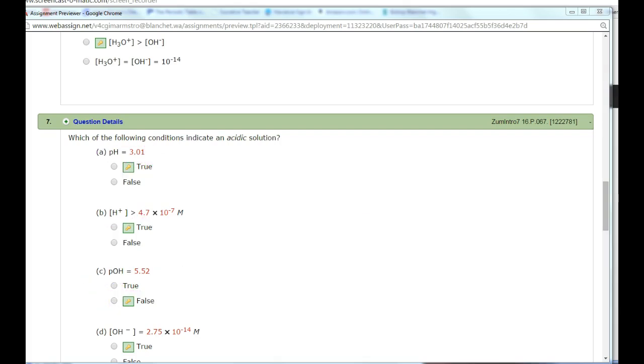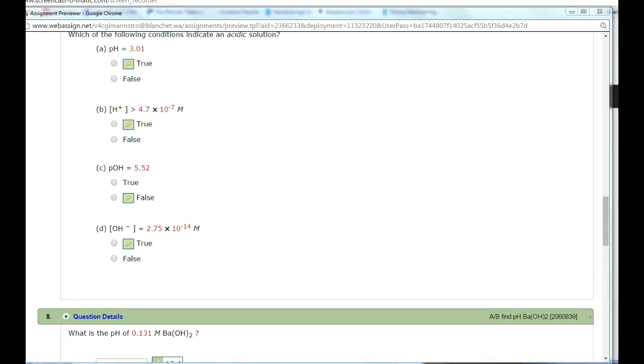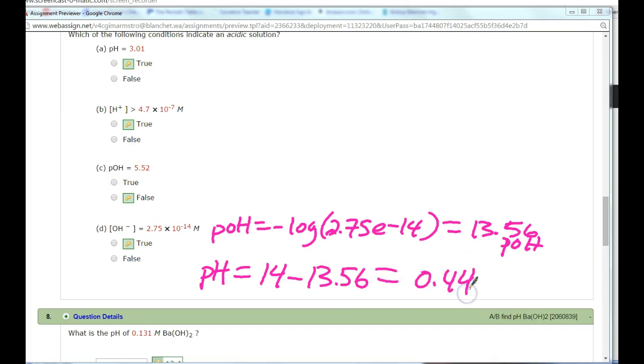Letter D, the concentration of OH minus does not tell us pH. We're going to have to do 2 steps to get there. I would find pOH first, because that's an easier way to do it. pOH is the negative log of 2.75 E minus 14, and you hit the equals button, and you get 13.56, and that's the pOH, and now you just subtract it from 14 to get the pH. So 14 minus 13.56 is going to give you a really small number, and a really small number means it's acidic, so that is why that one is marked as true.